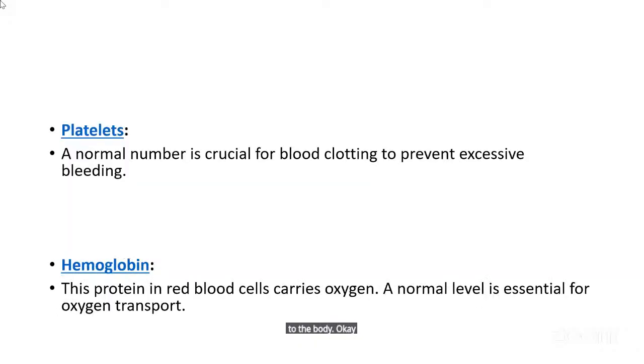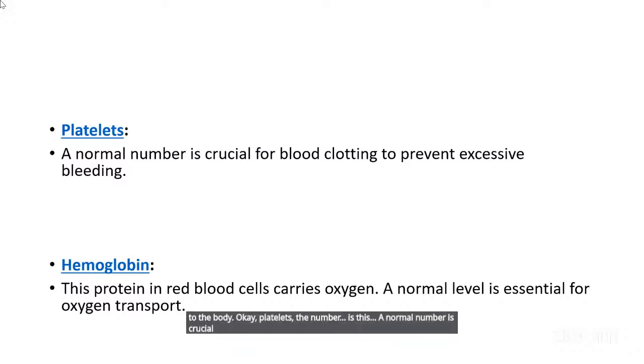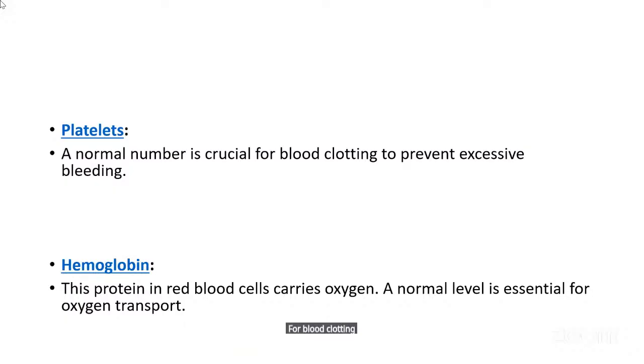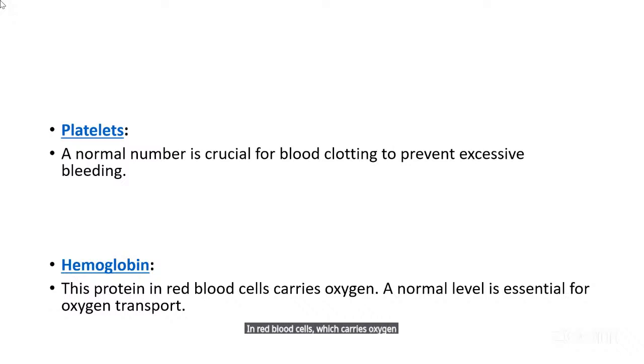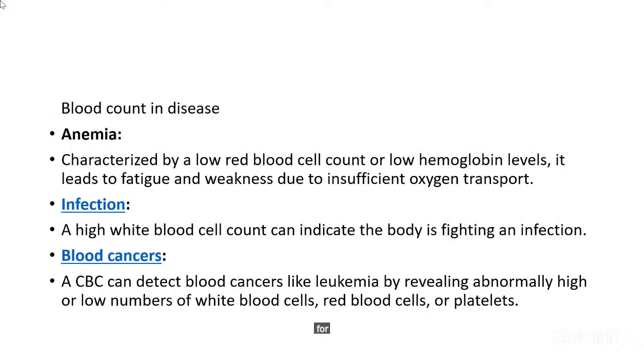Okay, platelets, a normal number is crucial for blood clotting to prevent excessive bleeding. And then hemoglobin, this is a protein in red blood cells which carries oxygen. A normal level is essential for oxygen transport.